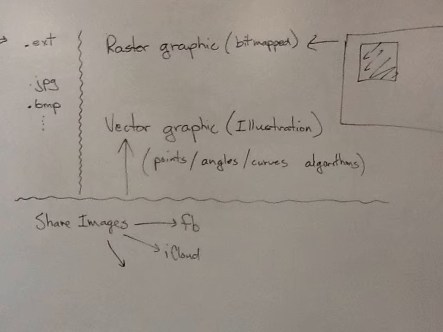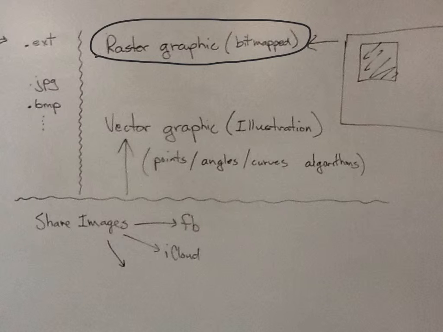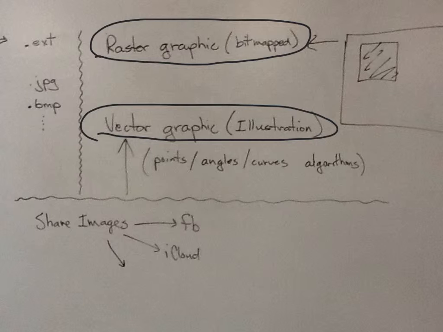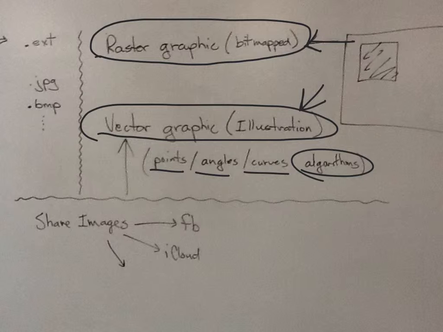So then we talked about raster graphics, which are bitmapped, use a bunch of dots to represent them. Then we had vector graphics, sometimes referred to as illustration. It uses points, angles, curves, some kind of algorithms to draw the picture. If you resize a bitmap, it might become grainy. If you resize a vector graphic, it retains the quality of the picture. So why would you want to know the difference?